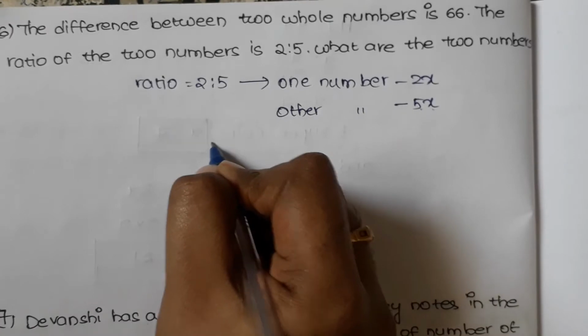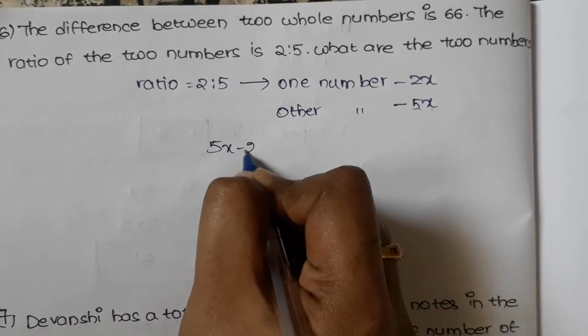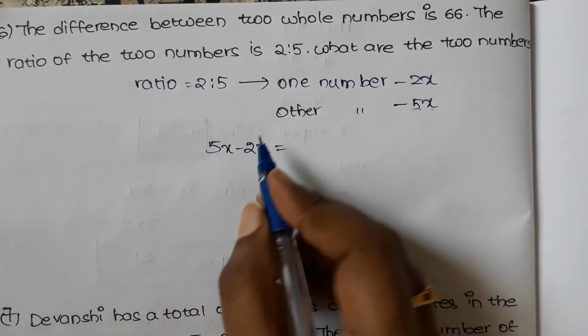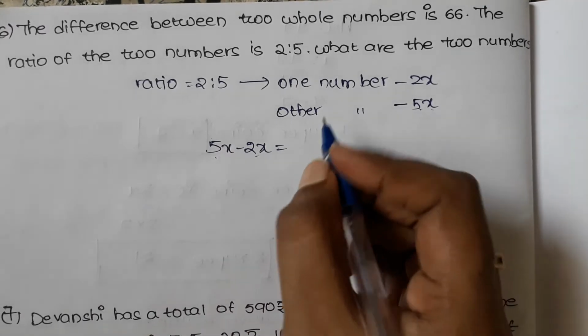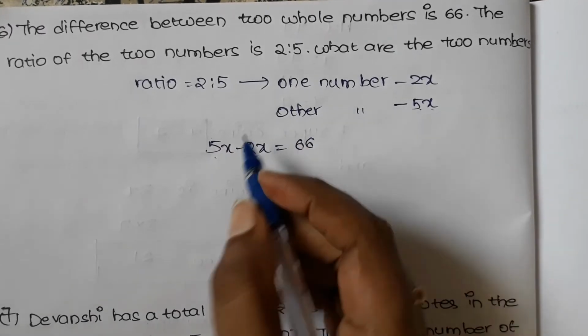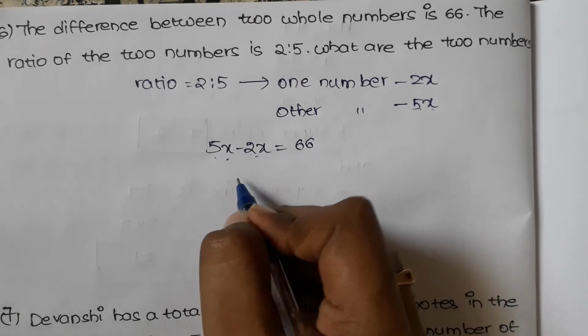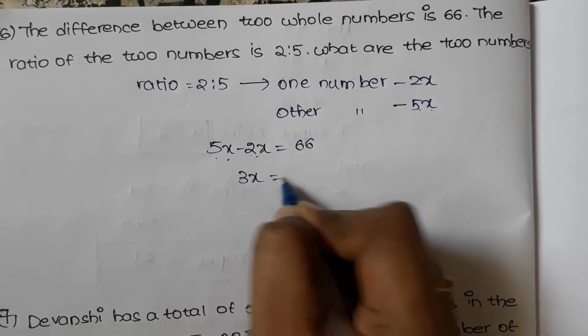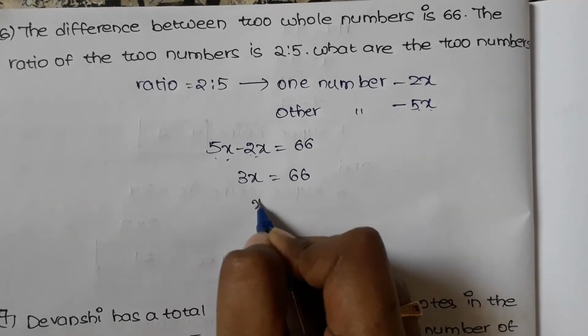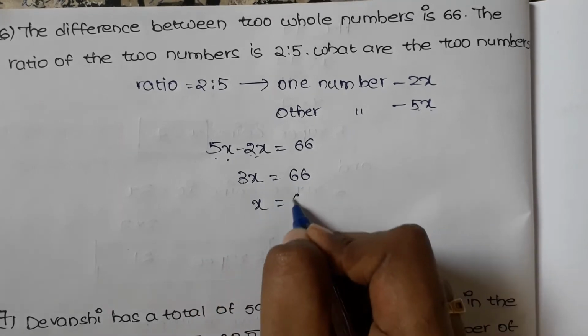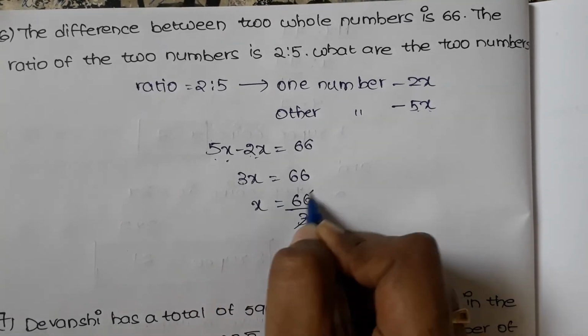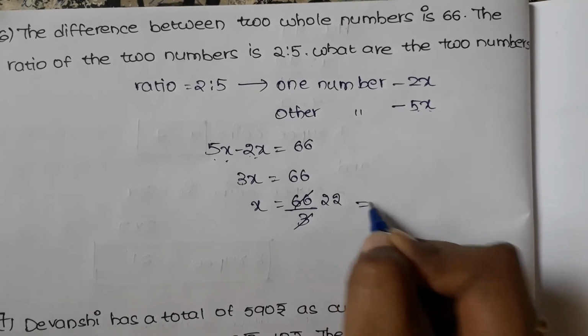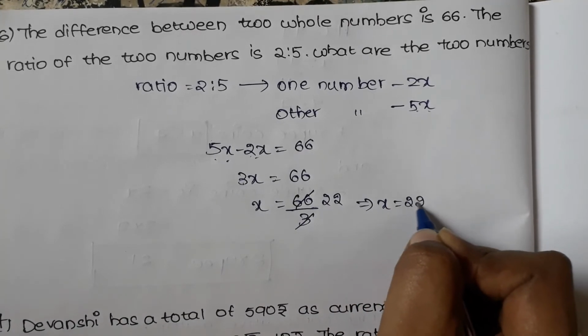Now they have given that the difference between these two numbers is 66, that is two numbers are 5x and 2x. Difference between two numbers, that is 5x minus 2x equals to 66. 5x minus 2x is nothing but 3x equal to 66, and x equals to these 3 to be taken to the RHS side, 22, and x equals to 22.